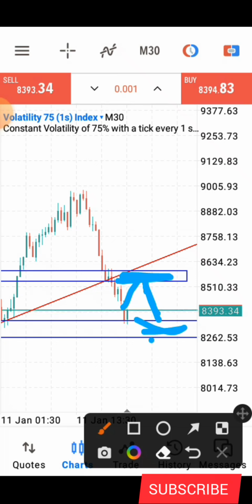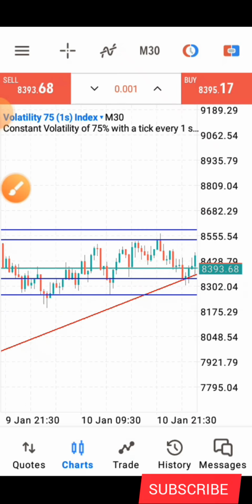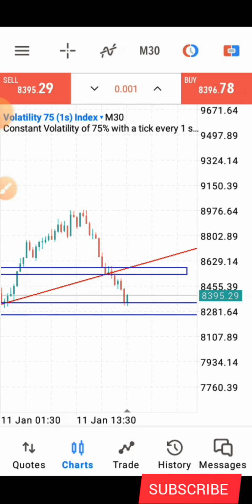Then whenever it breaks, I'll wait for the retest and then look for another entry there again and sell to the downside. So this is what I'll be looking out for now. This is what I'll be waiting for.